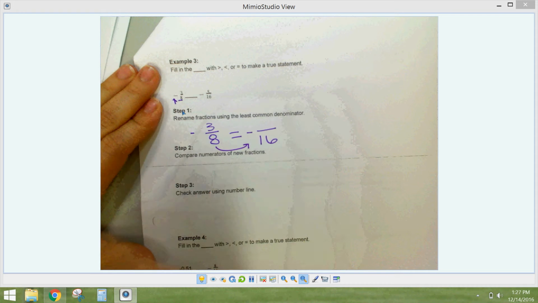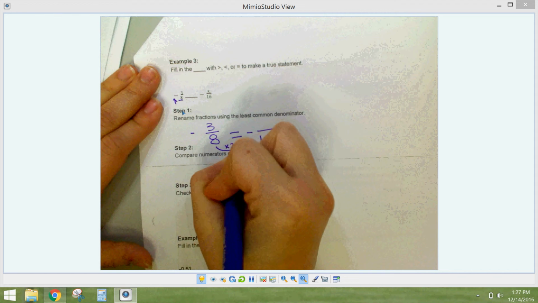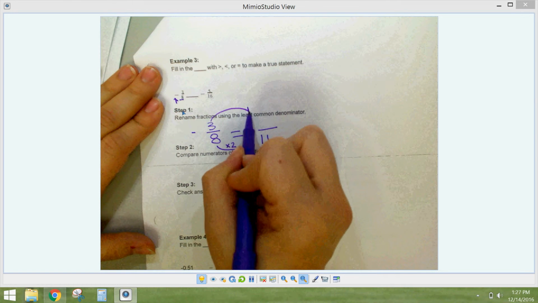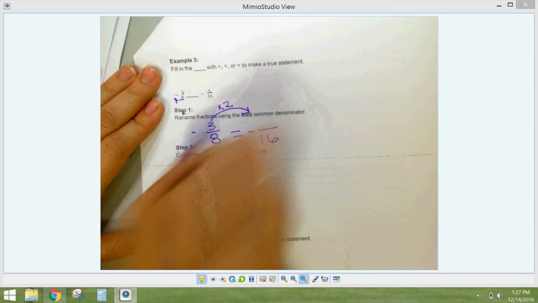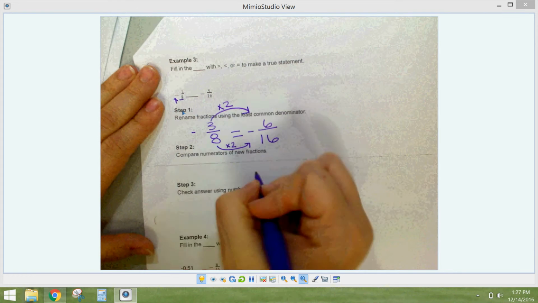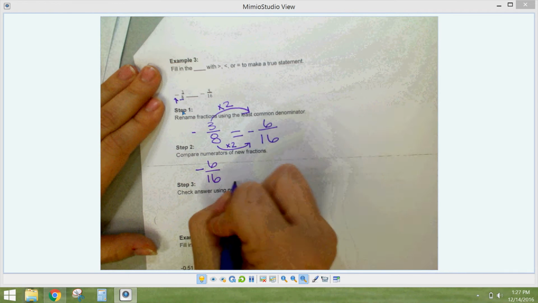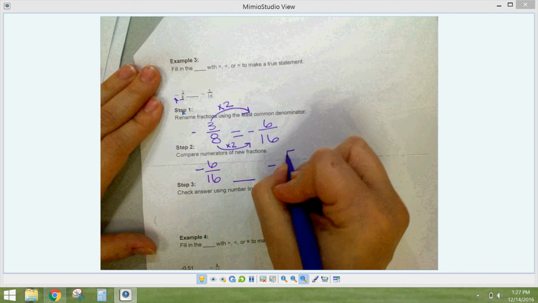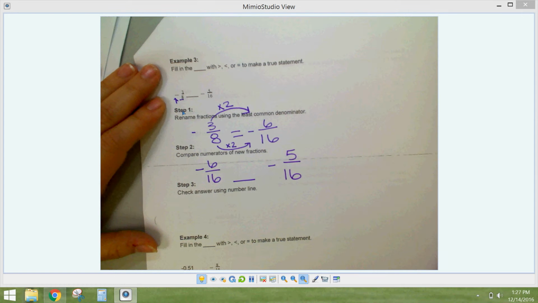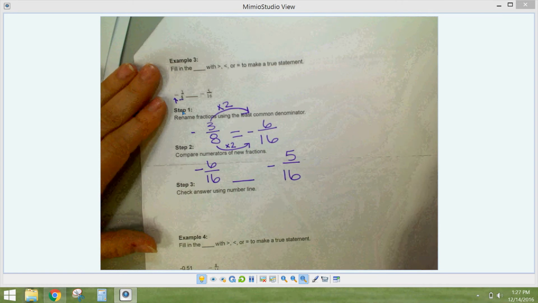something over 16. So how does 8 get to 16? Well, you multiply it by 2. So whatever I do to the bottom, I must do to the top. So I'm going to times 3 by 2. And I get 6. So now I have -6/16. And I need to compare it to -5/16. And then I can compare.